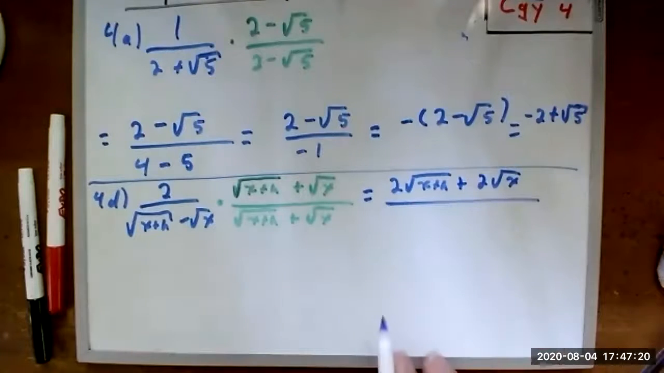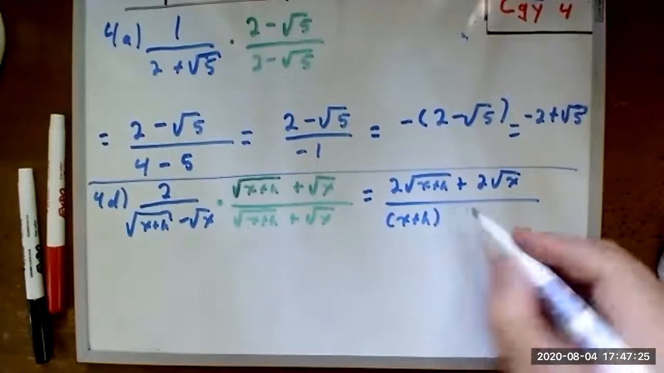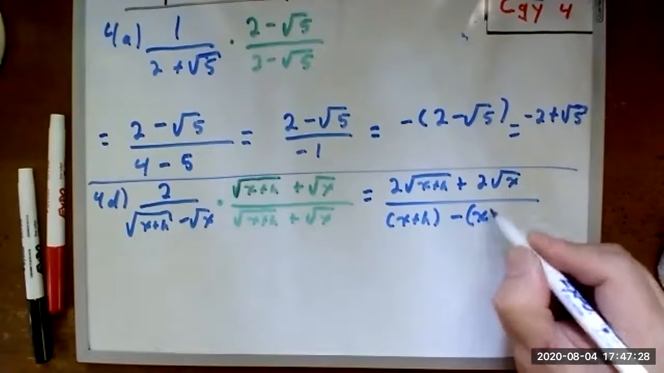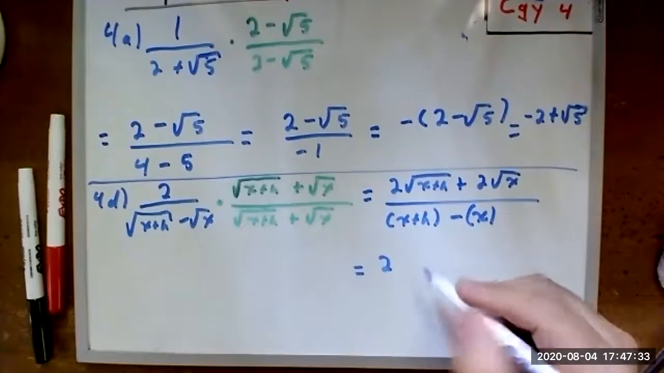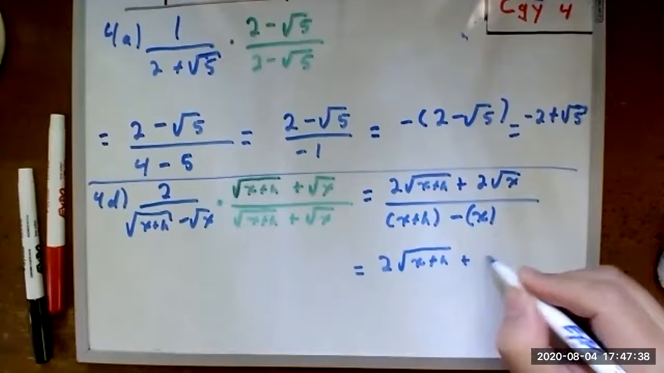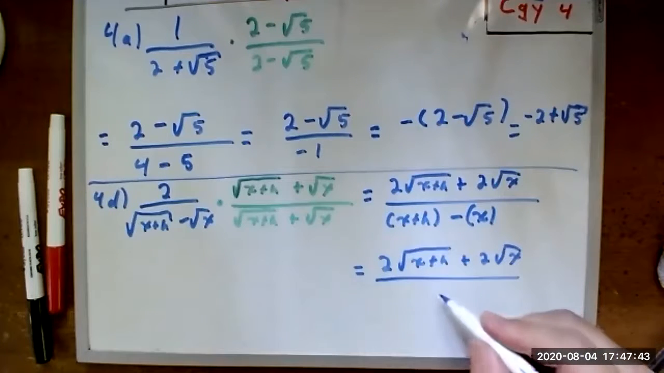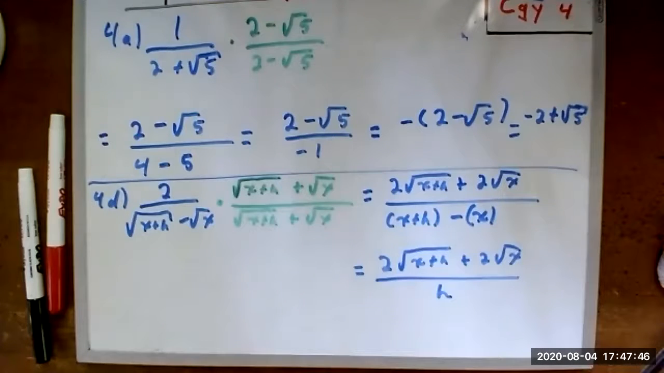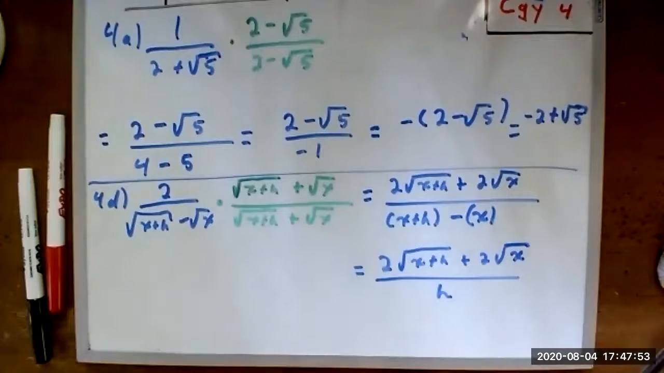And when we do that, I'm going to get 2 times the square root of x plus h plus the square root of x on top. On the bottom, I'm going to end up with an x plus h minus an x. My top doesn't change. But I have an x minus an x on the bottom, so I'm just left with an h.